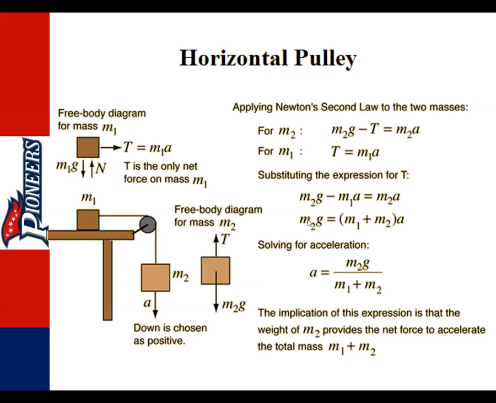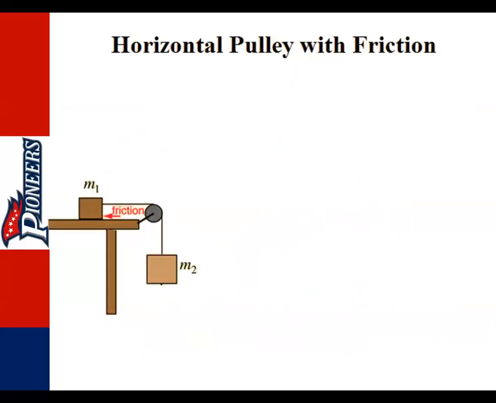It would work out to be the same if down was negative, because all the other signs would change accordingly, and it would still come out with the same result. Okay, now what if there is friction?